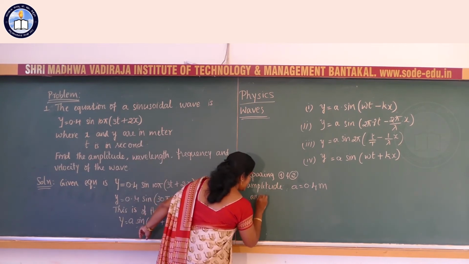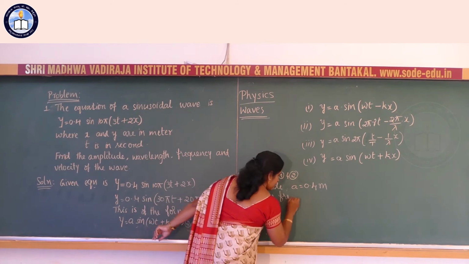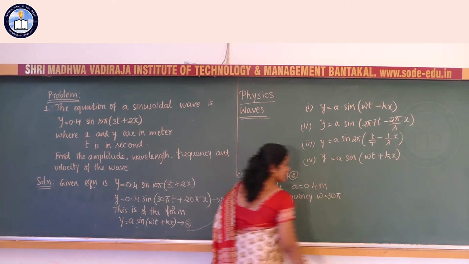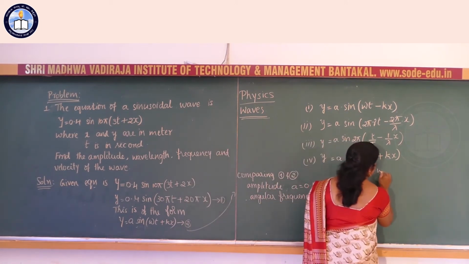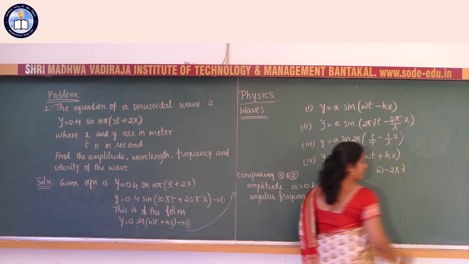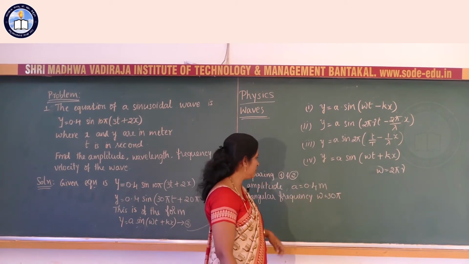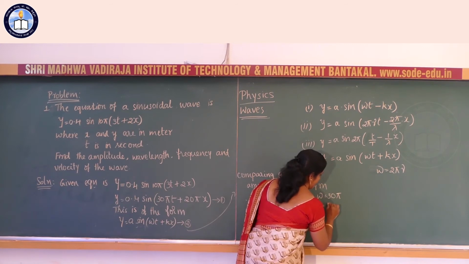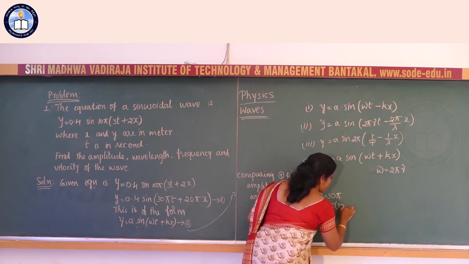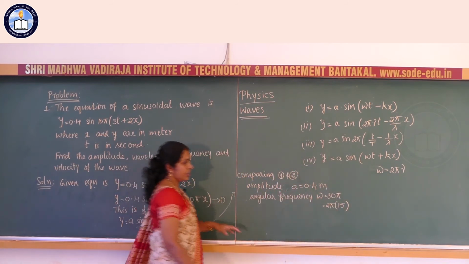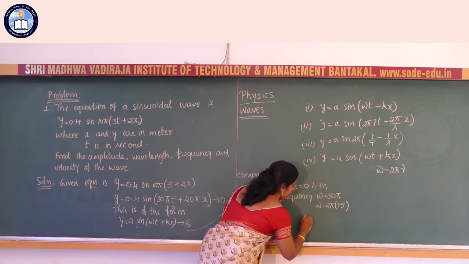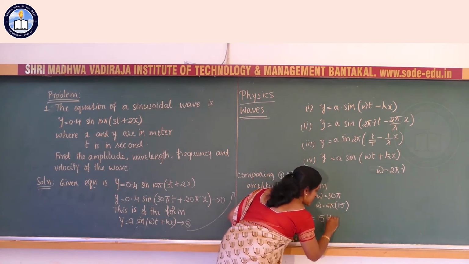Therefore, angular frequency omega is 30 pi. But we know omega is 2 pi nu, from the previous derivation. So 30 pi is 2 pi into 15. We can write it in this form. Comparing these two, we get frequency nu is 15 hertz.